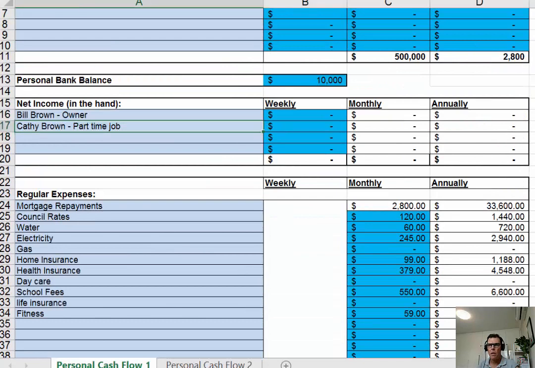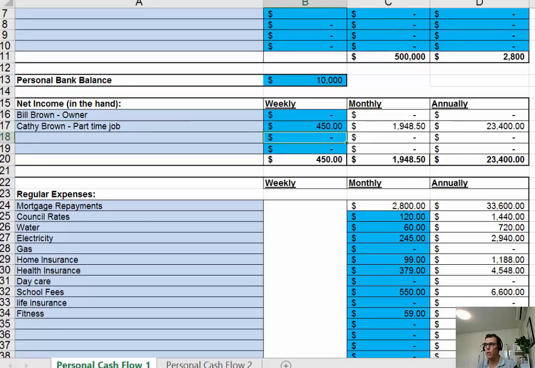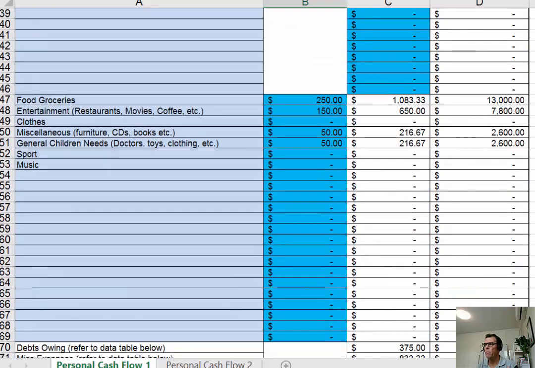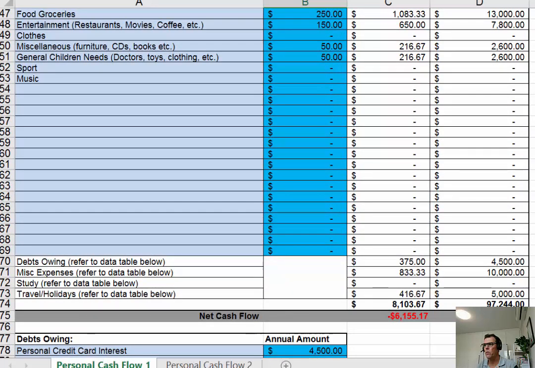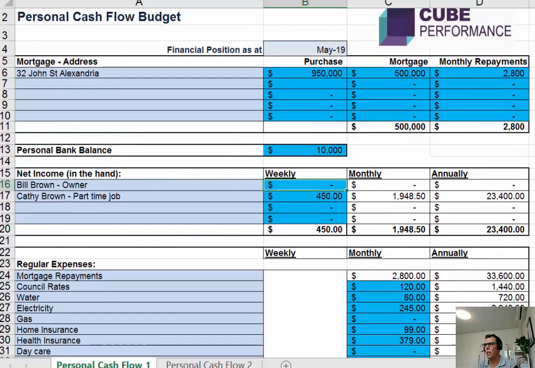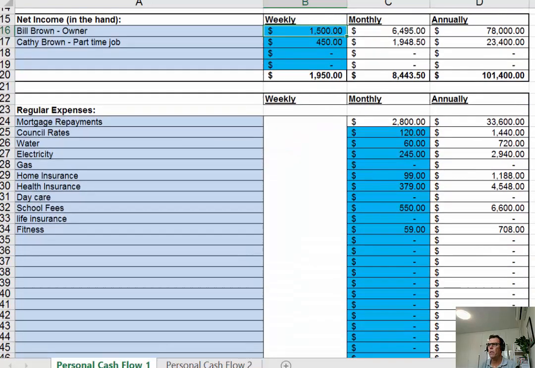Let's say Kathy has a part-time job, and she earns $450 a week in the hand. Great, that equates to 23,000. If I scroll down to the bottom of the page, I've got a $73,000 shortfall. So I know as a business owner, I've got to be pulling in, after tax, at least 73,000. That should equate to around 1,500 a week. That gives me $78,000 in the hand, which is great.